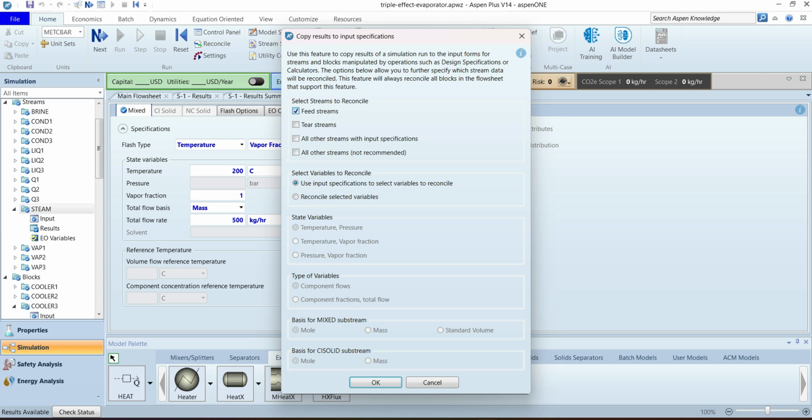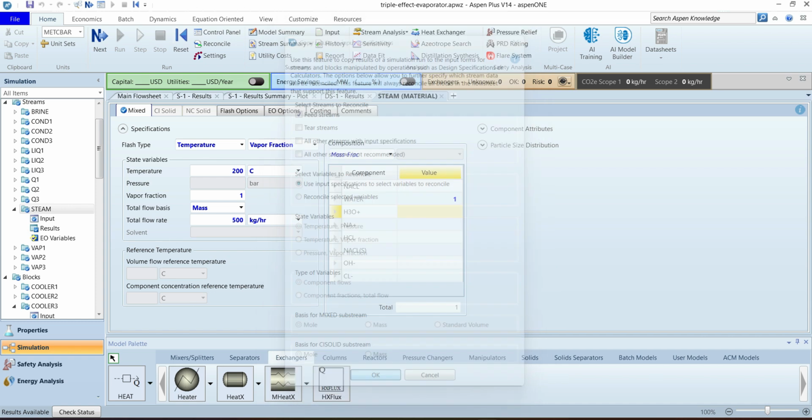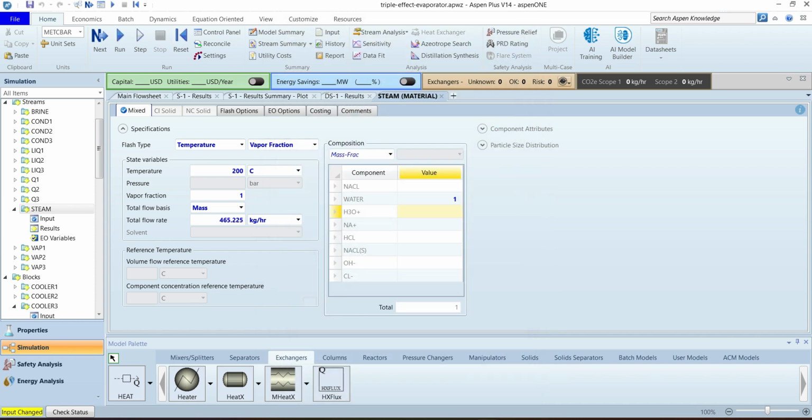Since a new value of steam flow rate is available from the design specification, by reconciling, the 500 kilograms per hour should have been updated by the optimum flow rate of 465.225 kilograms per hour.